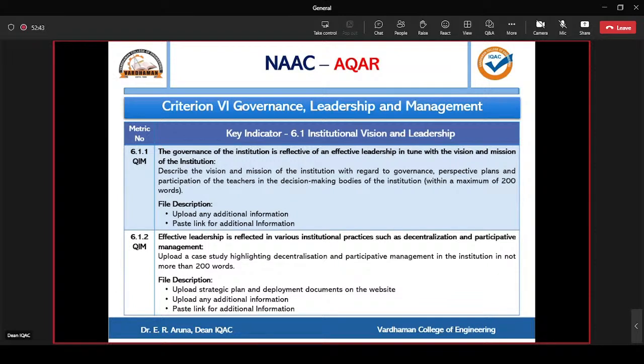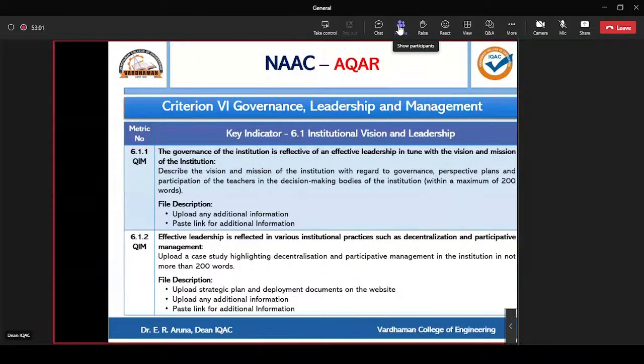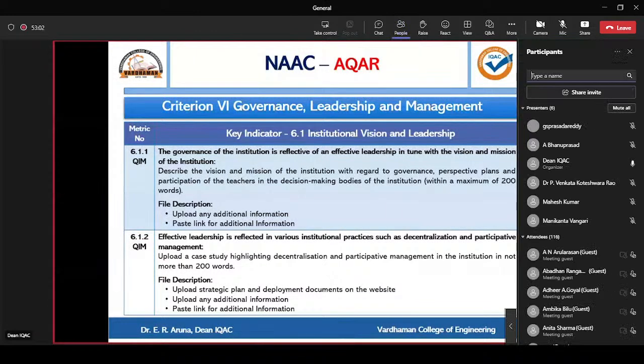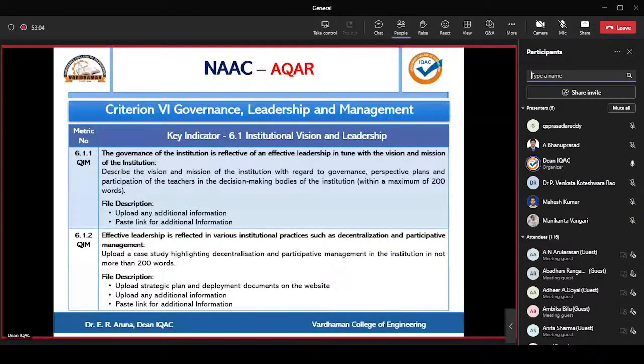Under that, 6.1.1: the governance of the institution is reflective of an effective leadership in tune with the vision and mission of the institution. Actually, governance, leadership, and management completely revolve around the policies and procedures in the institution, what they're following to achieve their vision. So coming to the first point: vision, mission, and quality.